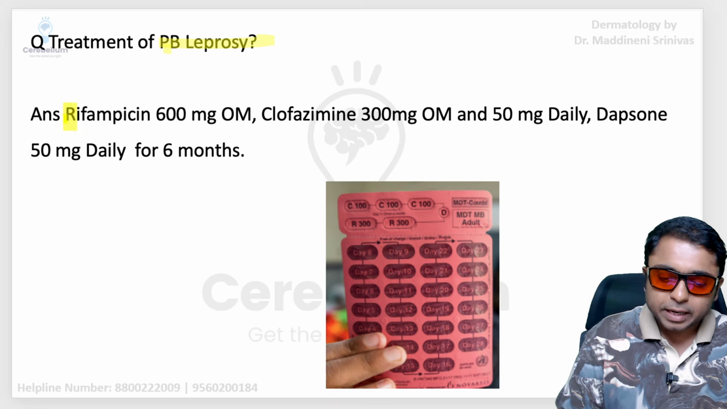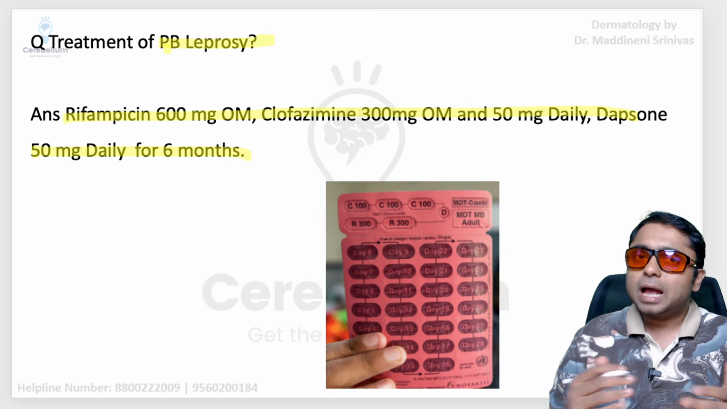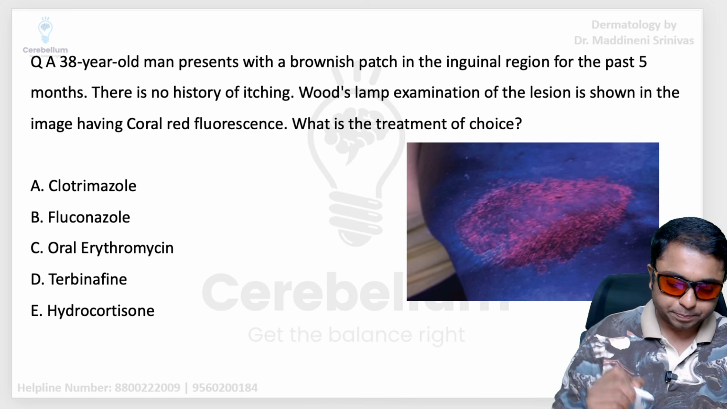So this is going to be given for 6 months in the case of the paucibacillary patients, and it will be given for 1 year or 12 months in the case of multibacillary leprosy.